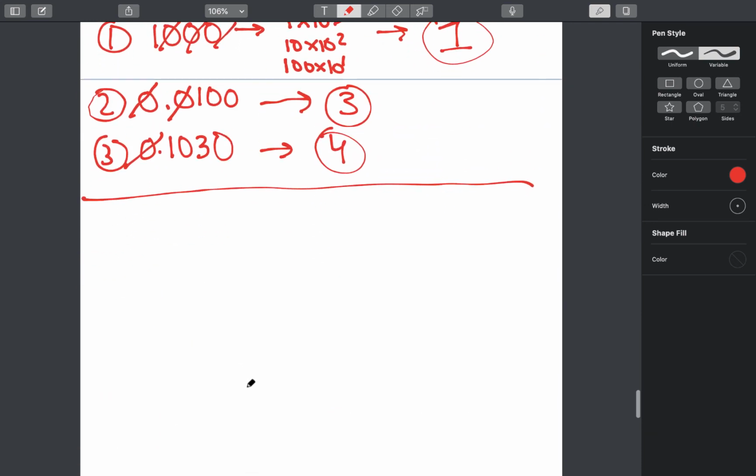Now, if you don't understand this, I encourage you to go back into the video and rewatch it. And if it still doesn't make sense, you should go into your textbook and see what they have to say. Sometimes teachers teach it in different ways. I know there are different methods out there for counting, but I think this is the most efficient way.